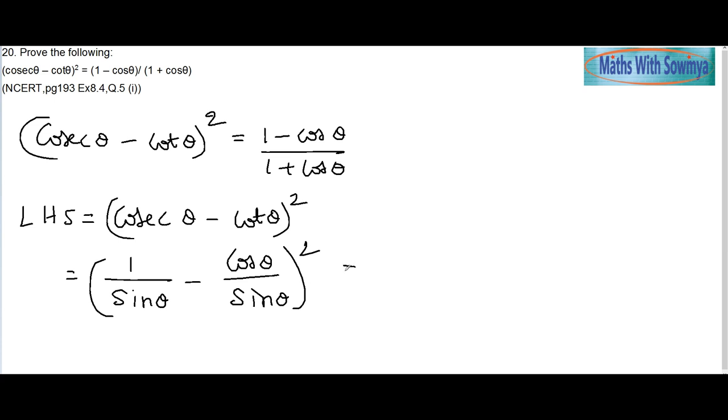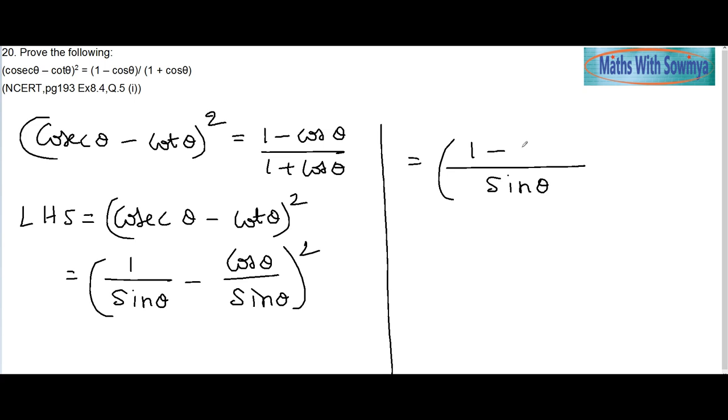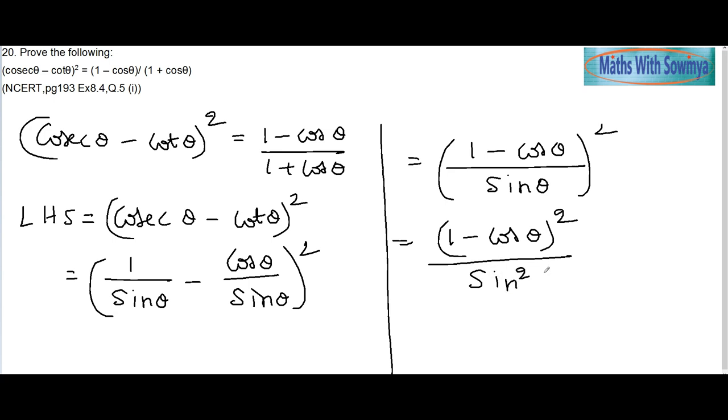Now we can take the LCM here. This is sin theta, both the sides. So write sin theta. This is (1 minus cos theta) whole square. So we can give square to both of them. I will get (1 minus cos theta) square by sin square theta. Sin square theta is nothing but 1 minus cos square theta from the identity which we have done.